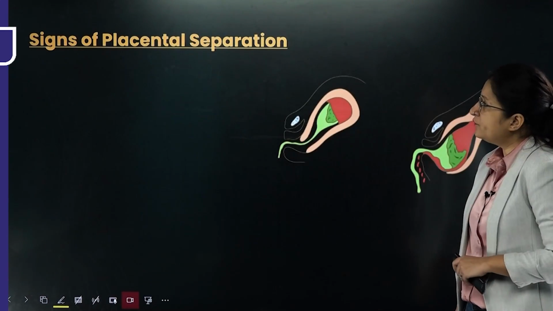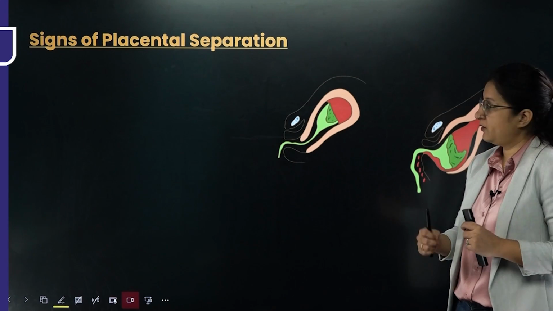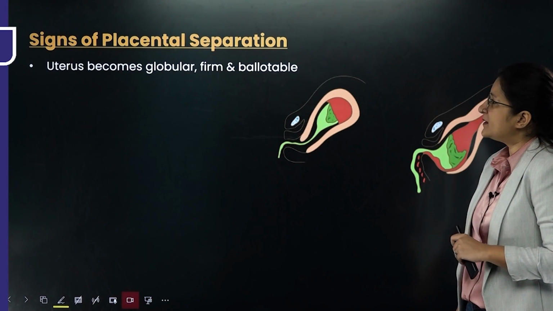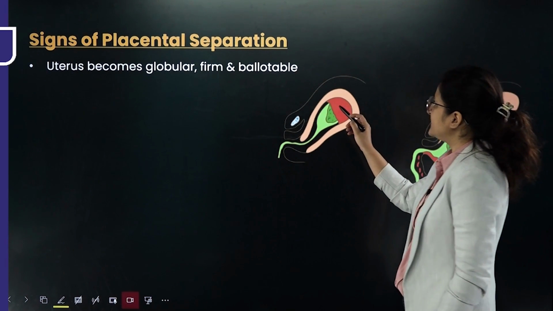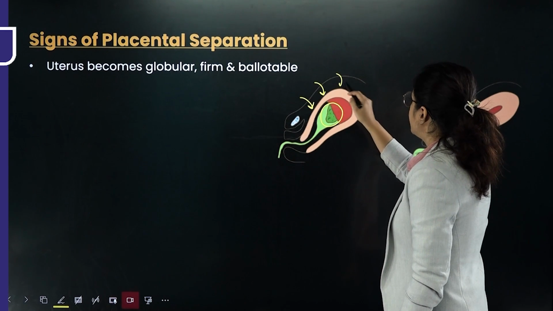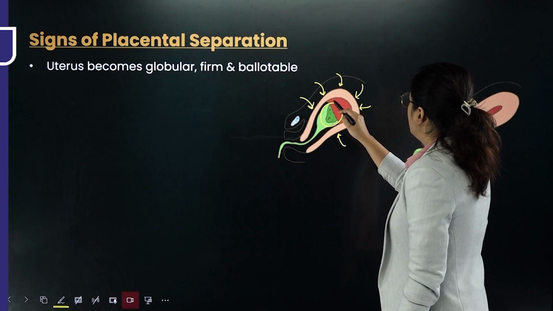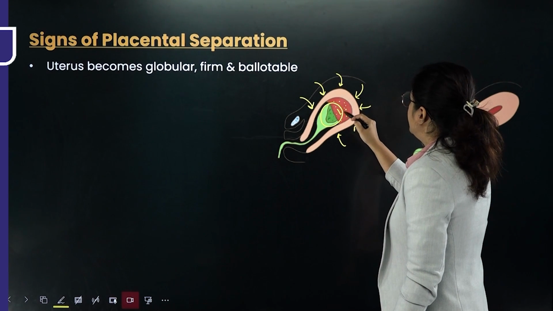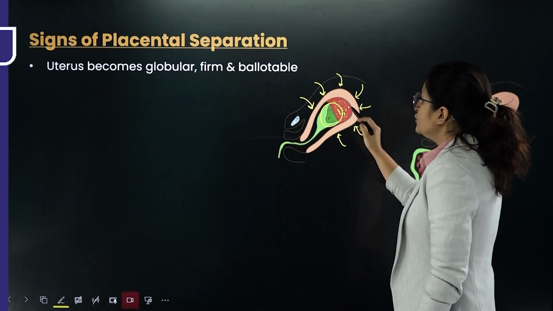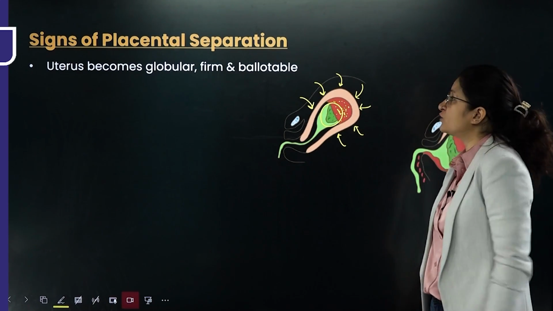Okay. So moving on, what are the signs of placental separation which we check clinically? Clinical signs of placental separation: first of all, as the placenta separates, the uterus is contracting, and there's all this bleeding also, right? So the uterus becomes globular. It feels firm because it is contracting.